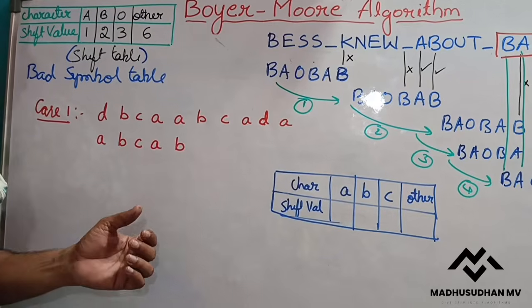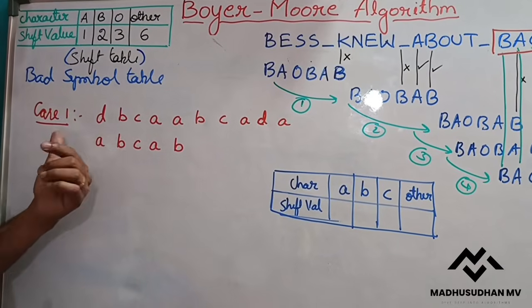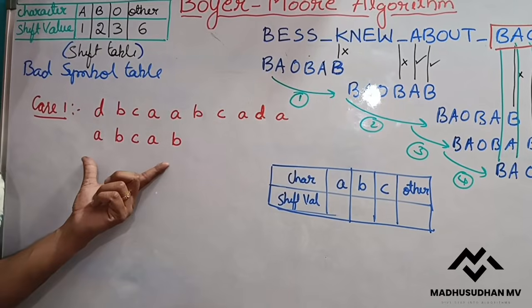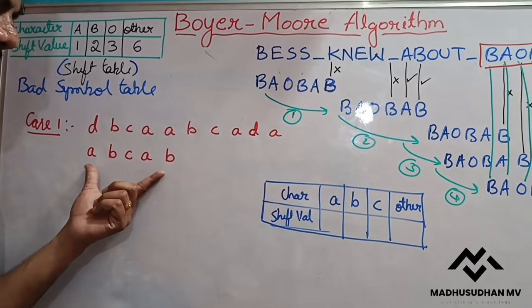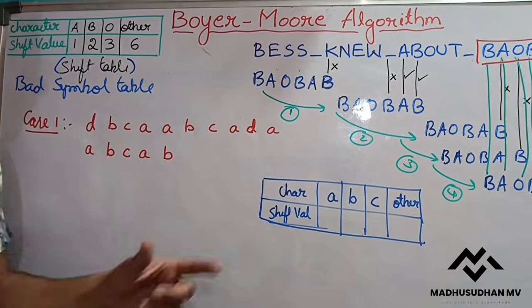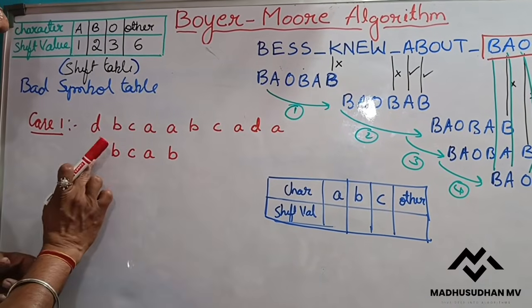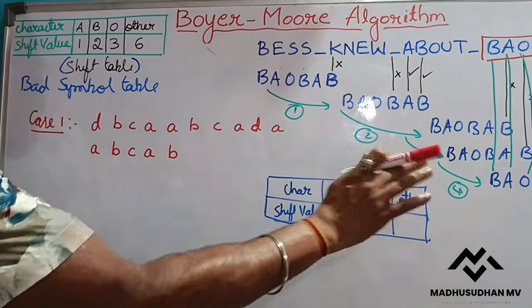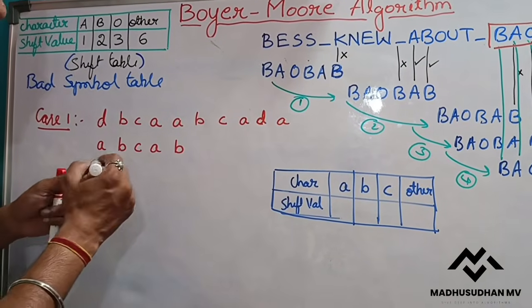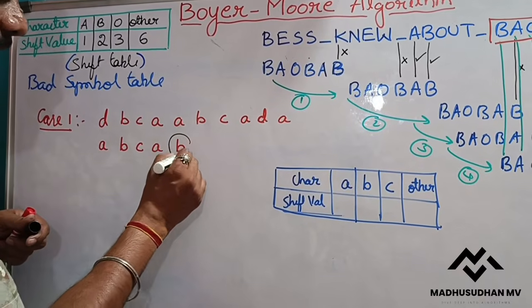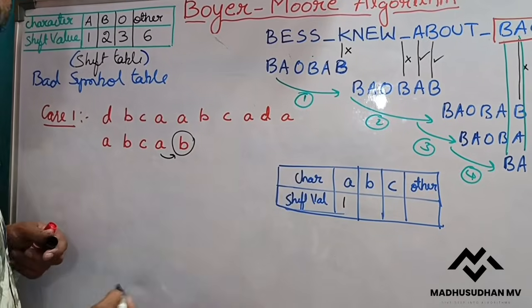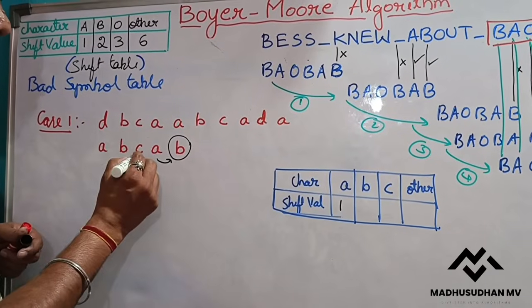Okay. So let us take this example, case 1. Assume this is the text and this is the pattern. Now for this pattern, I am considering the shift table of the Horspool algorithm. So now this pattern consists of only 3 characters A, B, C, and all remaining characters are others. Now what is the distance from the last character? A is at what distance? A is at distance 1. So the shift value of A is 1. What is the shift value of C?